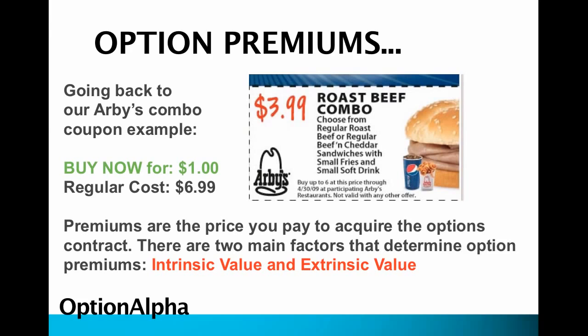So let's just say again that we have this roast beef combo coupon for $3.99. That's what we can buy a roast beef combo for right now at Arby's. If we go in there and give them the coupon, we can buy it at $3.99. Let's say that the regular cost of this combo is $6.99 for the example. So I have this coupon in my possession, and if I want to sell it to you, I add a premium onto the price for that option contract.